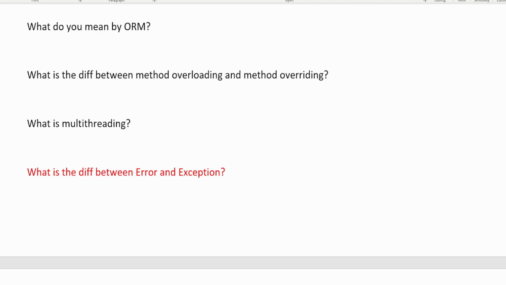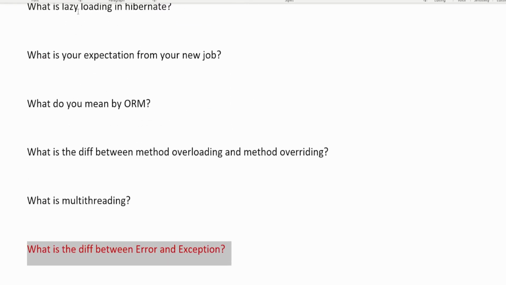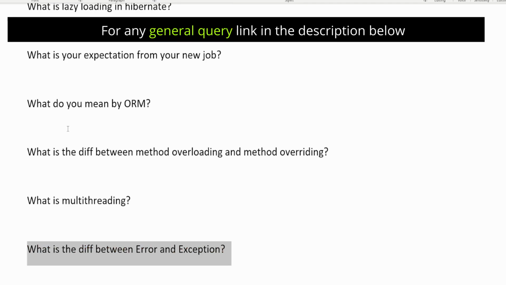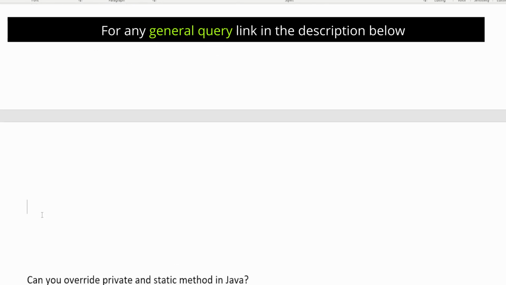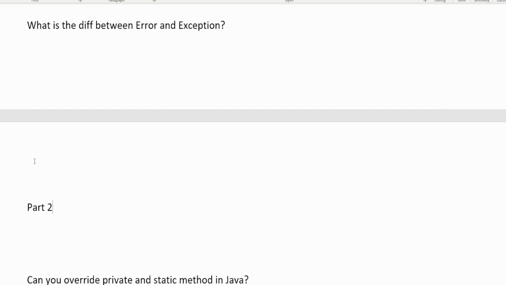So exception is recoverable, but error is irrecoverable. The example of error is OutOfMemoryError, and examples of exception are NullPointerException or SQLException. That is the main difference, and there will be a part 2 of this video as well, because there are multiple questions available on this topic. So I will write here part 2, and make sure you watch the other part as well.